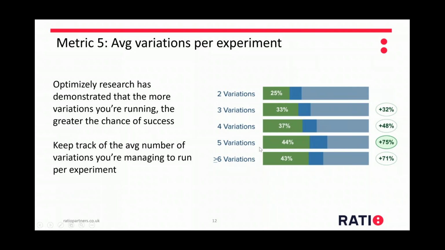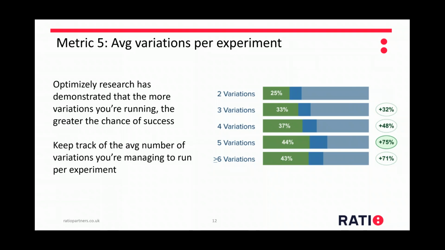Now, the other quite interesting takeaway here is the fact that you need to recognize that nobody is running tests that win every time in optimization or experimentation. It's okay to have losses, provided that you can take something away from that, which is something else I'll talk about shortly. So you should keep track of the number of variations you're managing to run per experiment.